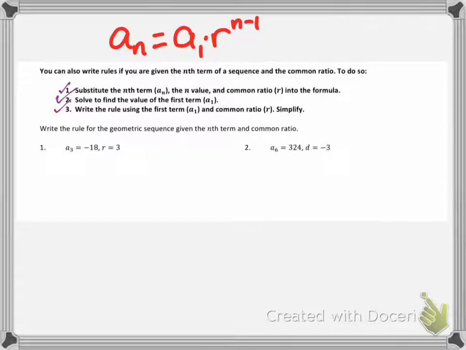You'll notice here it says simplify. Again, there's not really much in the way of simplification here, so we don't really need to even worry about that. So let's go ahead here, 2 examples, let's work them through.